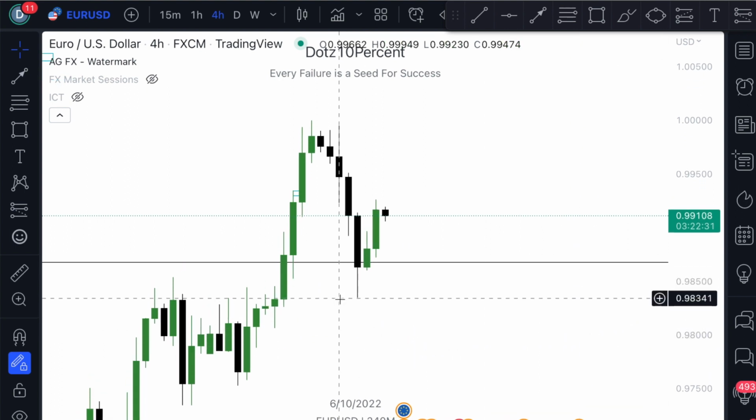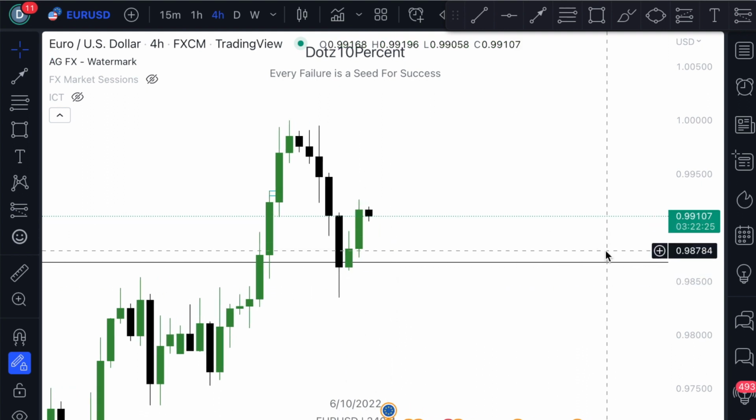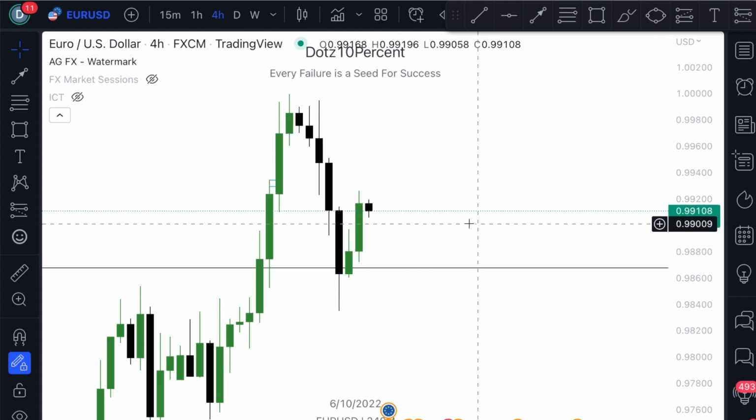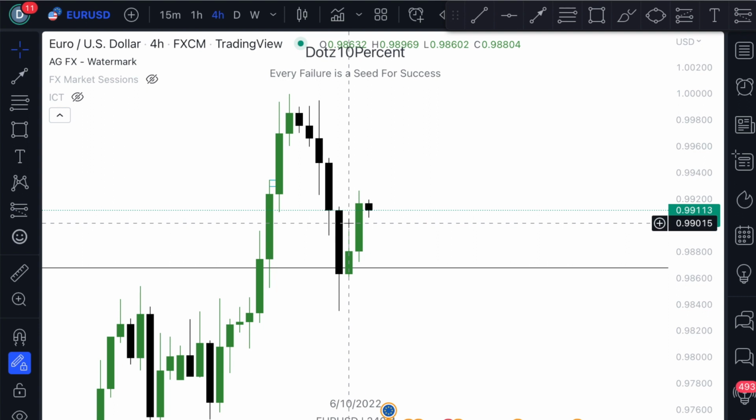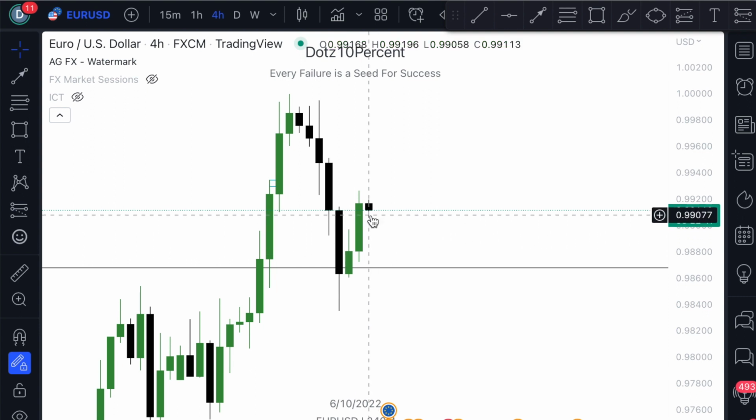Understand that we formed a 4 hour low here. This is of significance because we don't want to break this, right? We understand that we have a 4 hour imbalance here, especially once this current candle closes, we're going to have an imbalance unless we fill it within this 4 hour candle.